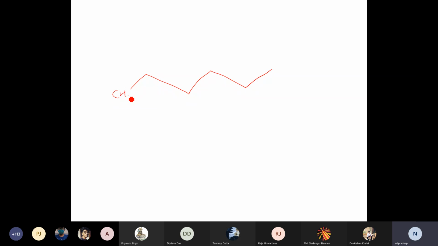For example, I give this molecule: CH3, CH3. You have OH, bromine, chlorine, and you have again OH. The way you should look at it is, you have to make them a straight line in this direction. So this will be the head of the molecule and this will be the tail of the molecule.